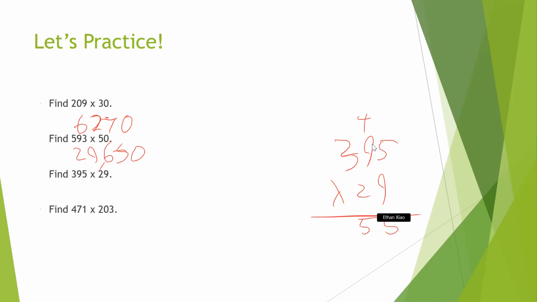So we write 5 here, and you use the tens digit here. 9 times 3 is 27. Add 8 to that, you'll get 35. So 3555.